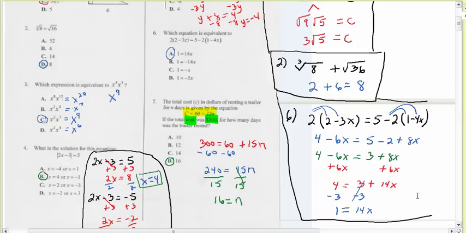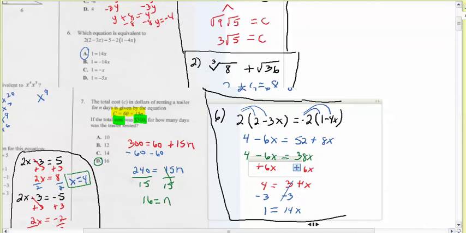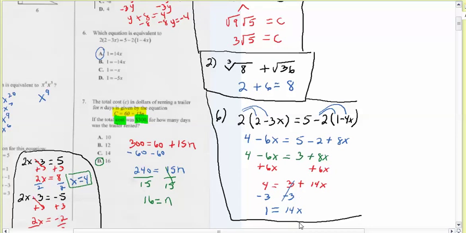So if you're not sure what I did, look at that and make sure you got the right answer. Okay, number 7, I highlighted the important things. It says the total cost in dollars of renting a trailer for n days is given in the equation. That's in yellow. And then if the total cost is 300, how many days was the trailer rented? So we plugged in the 300, and then we had 60 plus 15n. I subtracted the 60, divided by 15, and I ended up with 16 as my answer.